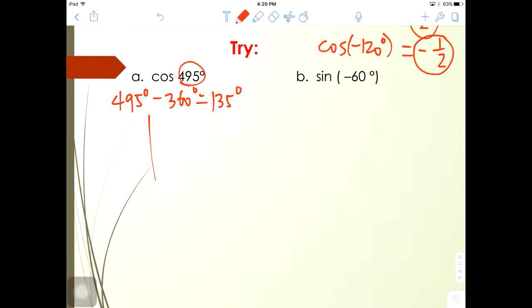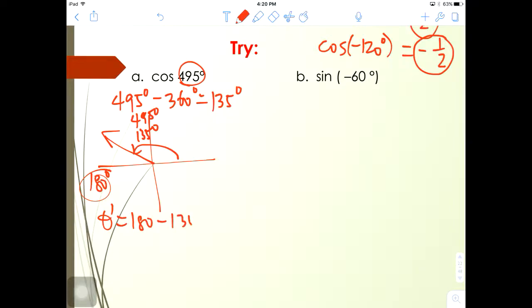That means these two angles share the terminal side. 135 is somewhere in the second quadrant, I believe. It means that's where 495 is, in the same exact location, right? So therefore, I'm going to find the reference angle because quadrant 2 is closer to 180. So theta prime is 180 minus 135, because I need to know this reference angle right here. So that is theta prime. The reference angle is exactly 45 degrees.